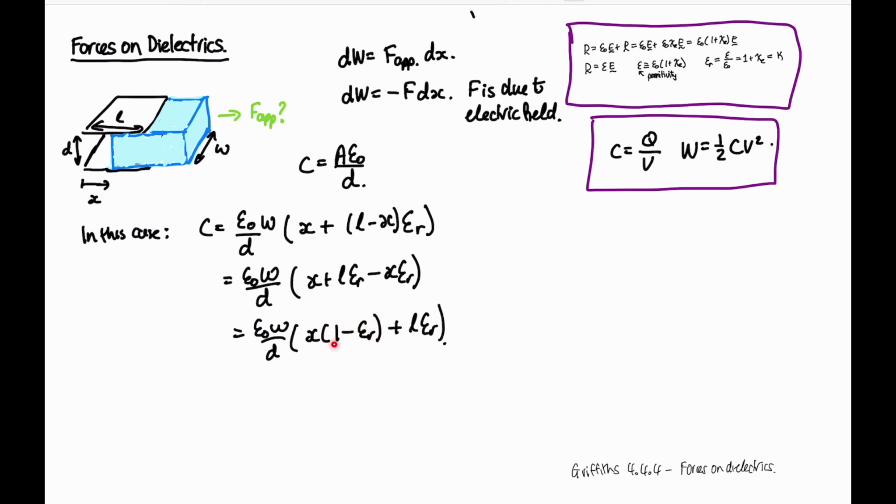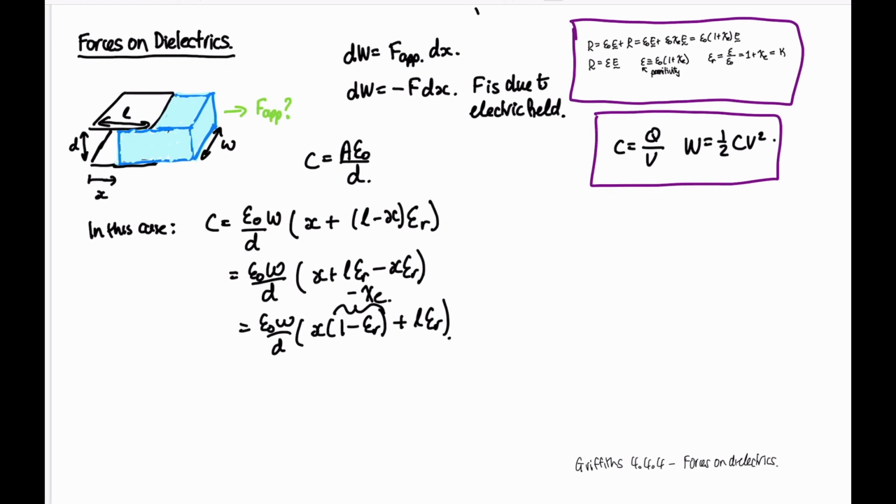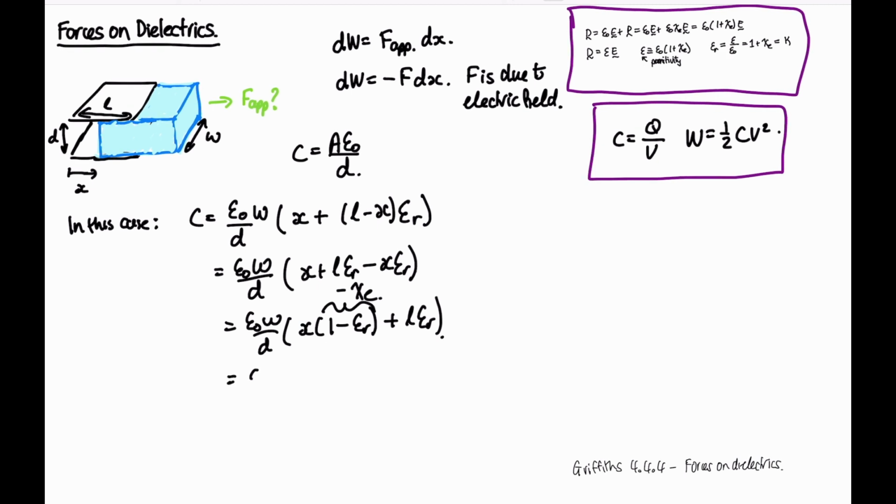Righto, and then for this part, remembering when we were looking at polarization and we got these relationships up here, you can see here that 1 minus the relative permittivity is going to be the negative of the susceptibility. So this thing here is going to be equal to the negative of the susceptibility. So we can write this as epsilon naught W over D, and let's just switch the order of these terms. We've got L times the relative permittivity minus the susceptibility times X. So we've now got an expression for the capacitance in this case.